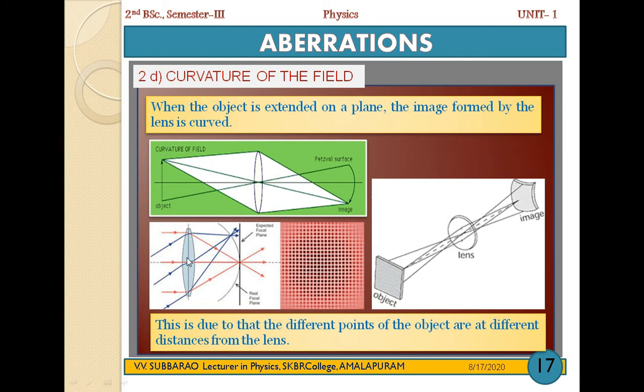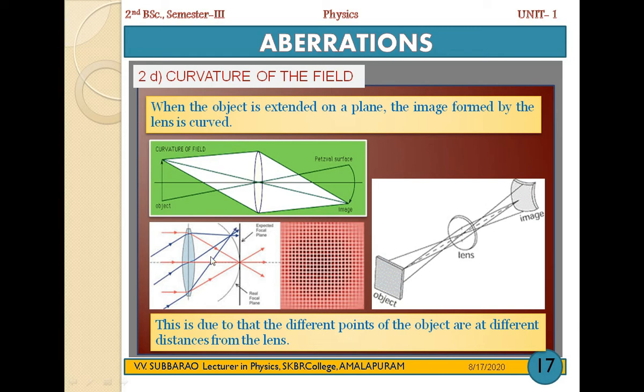When a parallel beam of light is incident on the lens, the rays are converged to a point. The various sets of incident parallel beams are focused to various points, and the locus of these points is like a curve instead of a plane. This defect is called curvature.